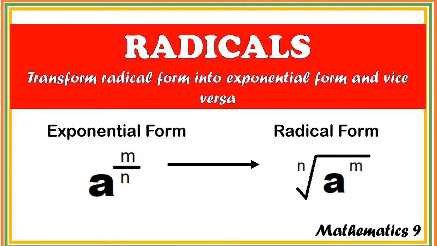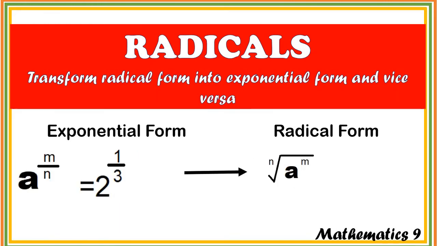So, a raised to m over n is in exponential form while nth root of a raised to m is in radical form. So, hindi tayo dapat malito dito since may tatlong character lang tayo. Isang base, isang exponent, at saka isang order which is yung n. Okay? So, ililipat lang natin sa radical form na ganito.